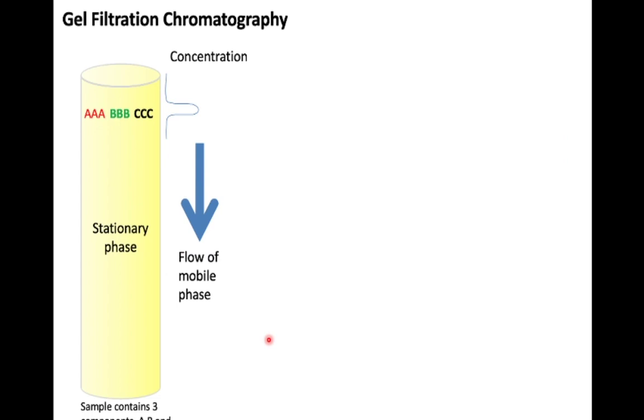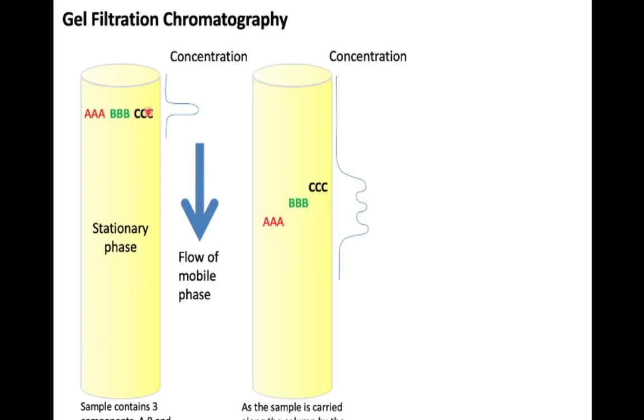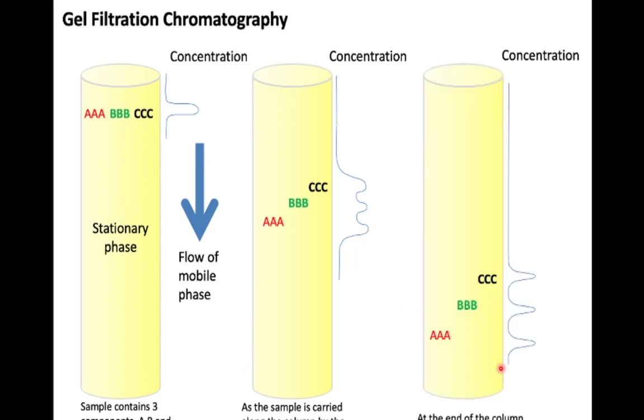So now running through a gel filtration chromatography. Here we have a concentrated sample, which is a mixture of A, B and C protein. Here we have the stationary phase. This is the flow of the mobile phase. The sample contains 3 components, A, B and C, which are placed at the top of the stationary phase. As the sample is carried along the column of the stationary phase, the components are spread out according to size. And at the end of the column, the components are separated. So this is what we would see on the chromatogram as they come off.